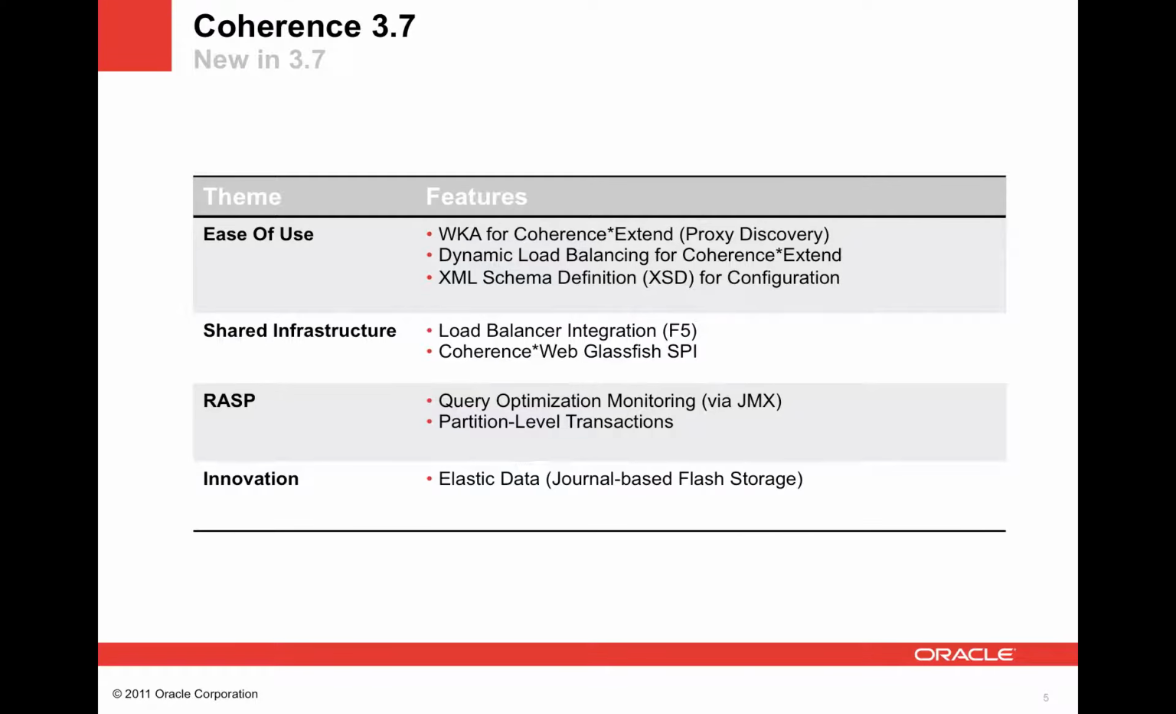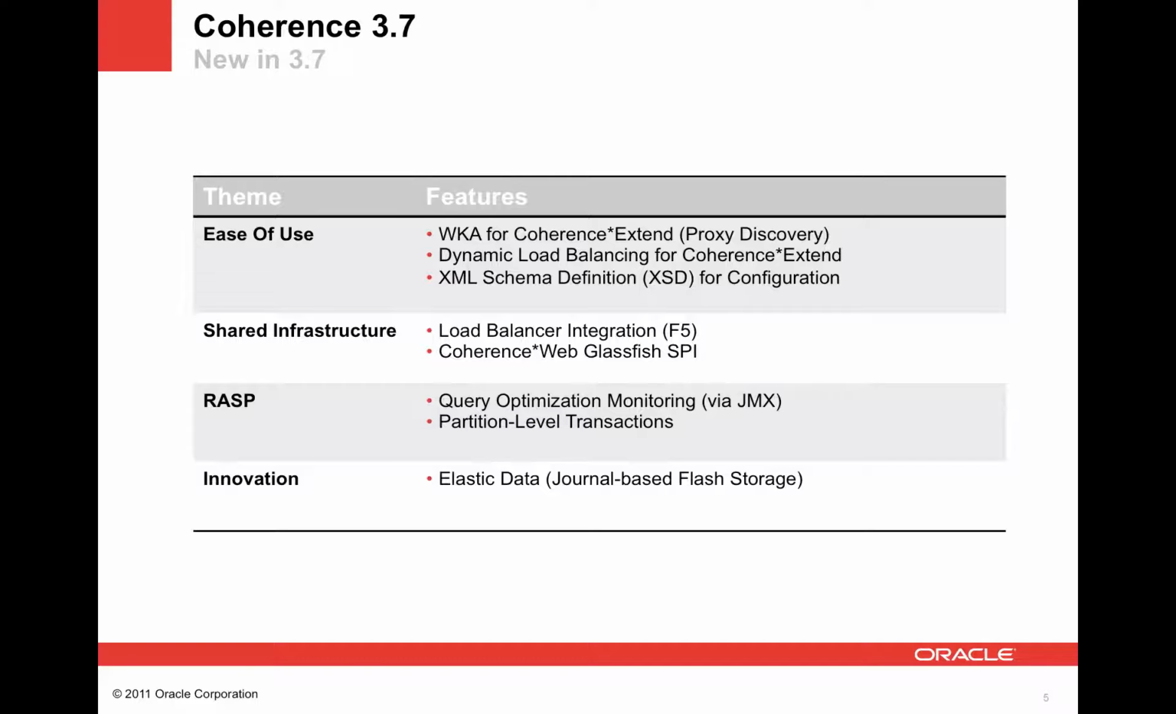So for ease of use, we had a number of new features and functionality around our CoherenceExtend client connectivity into the server-side data grid. What we call proxy discovery, which is essentially WKA for CoherenceExtend. We have dynamic load balancing of those client connections across the proxy tier for CoherenceExtend as well. We have XML schema definitions, or XSDs, for configuration.